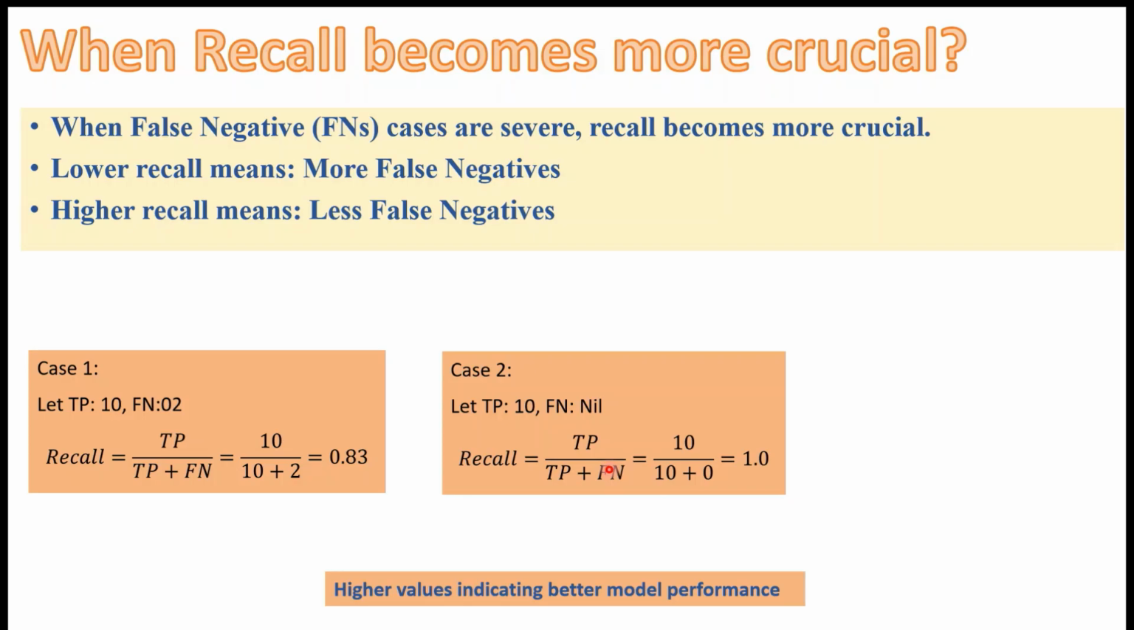So it clearly indicates that the recall value depends on the number of false negative cases. A higher value of recall indicates better model performance. So we need to make sure that the number of false negative cases is minimum.